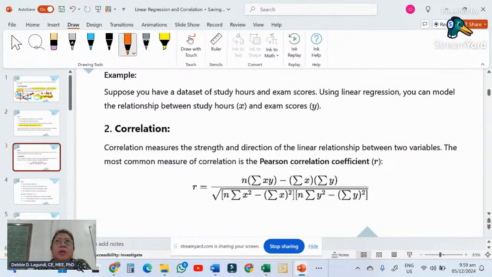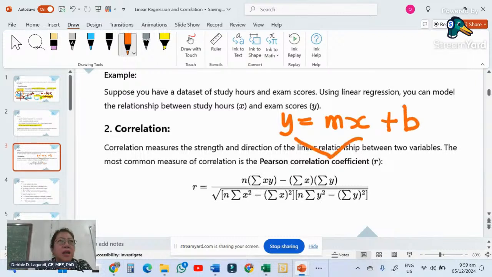Now, in the linear regression, you will be getting a relationship of y equals mx plus b. You're getting the relationship between y and x in here. How are they related to each other? So for example, you have an equation.